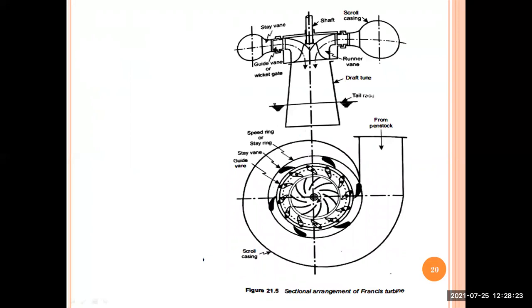Here you can also see the typical cross section of the Francis turbine. From the penstock the water is discharged through the casing, and after that you have a spiral casing here. After that you have the stay vanes here. You can see these are the stay vanes, which are stationary, and the steering. And after that you have a guide vane here.